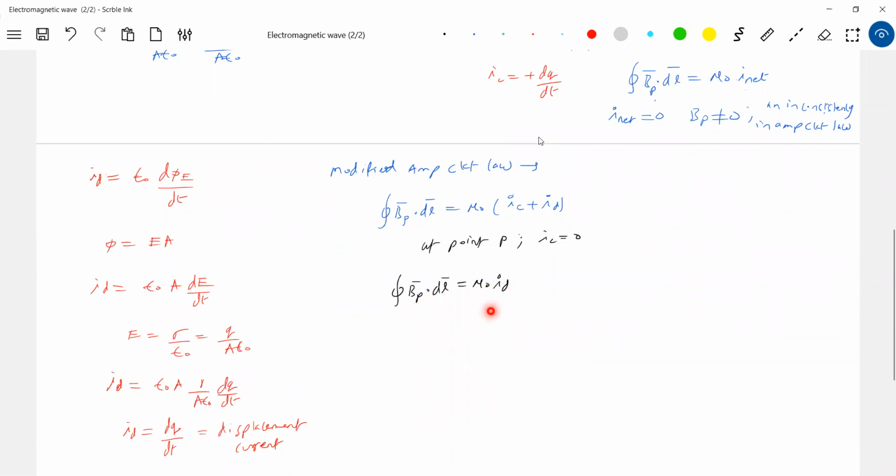Why does displacement current vary? Because the electric field varies. Why does the electric field vary? Because charge is varying, because the capacitor is getting charged. Okay, like this, this is the story we have built up here. So like this, what happened? The modified Ampere's circuital law. I think this is something at point P, so strictly this is at point P or between the plates of the capacitor.